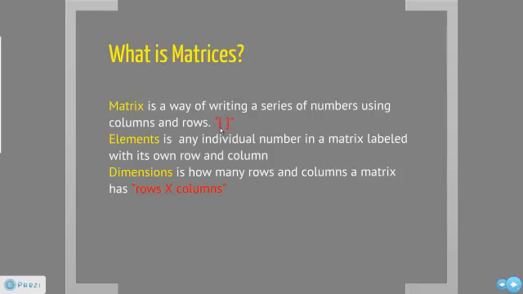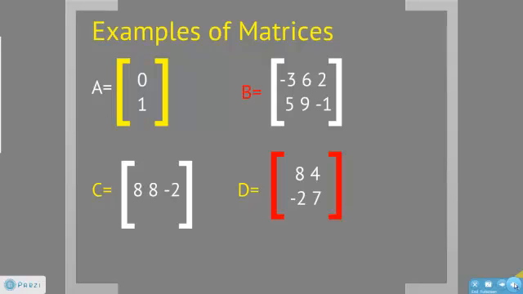Elements are any individual number in the matrix, labeled with its own row and column. Dimensions are how many rows and columns a matrix has. Remember, rows times columns. These are examples of matrices. Matrices come in many forms.